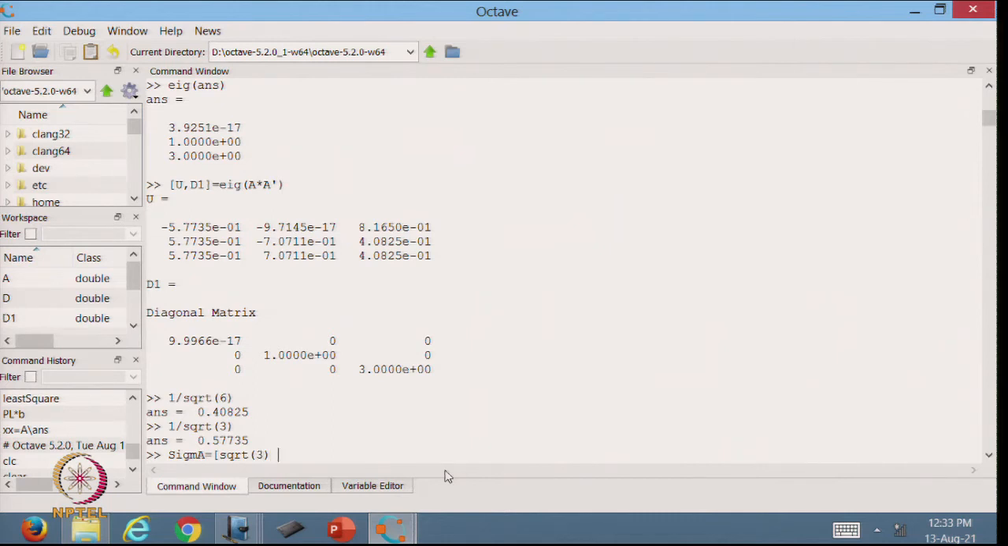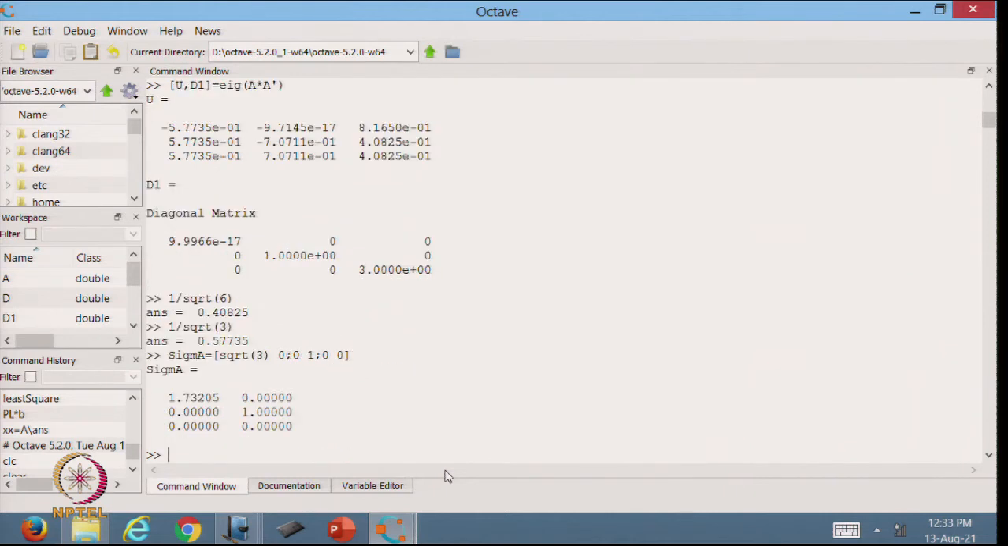and then 0. After that I can write here 0 and 1, and it should be of the same dimension. So, I can write 0 and then 0. So, this is my sigma A.